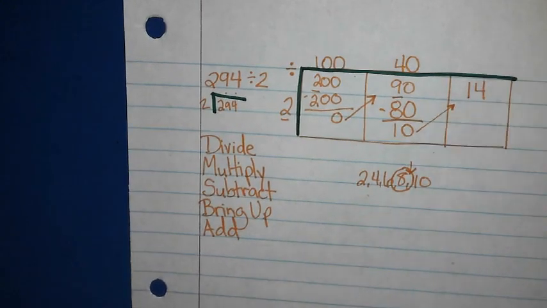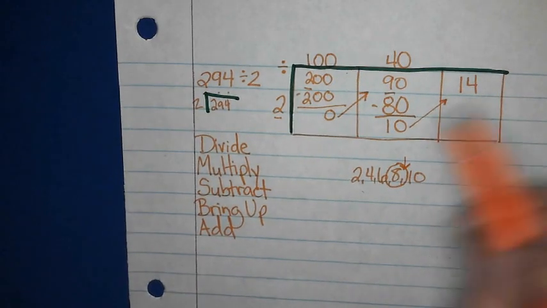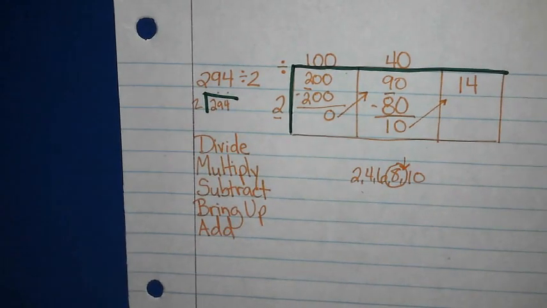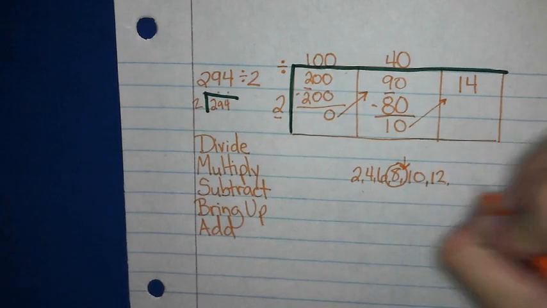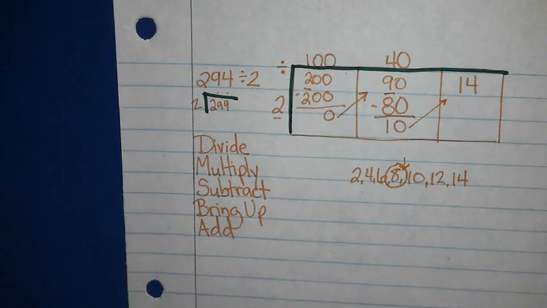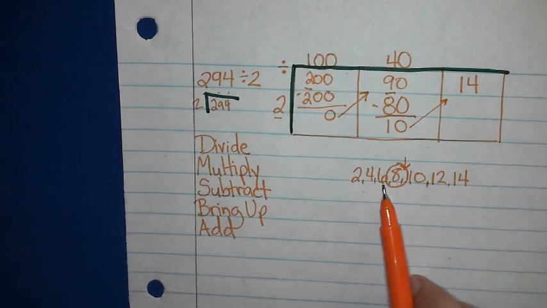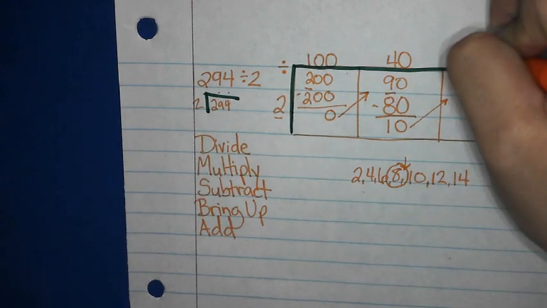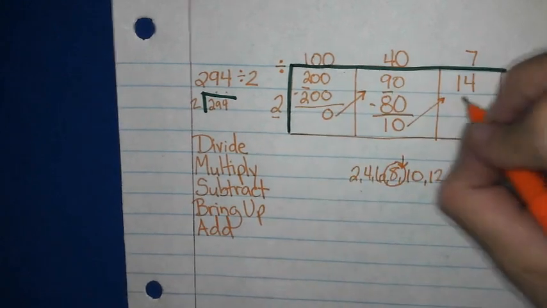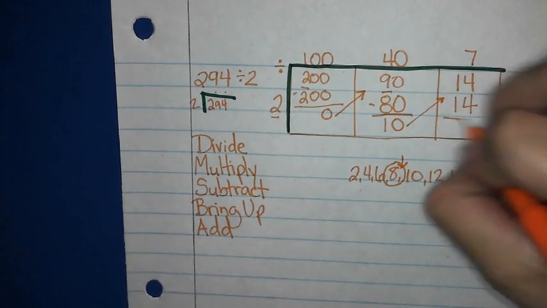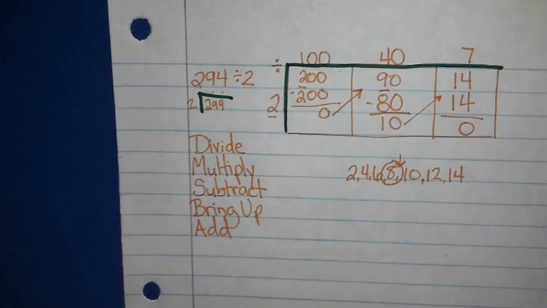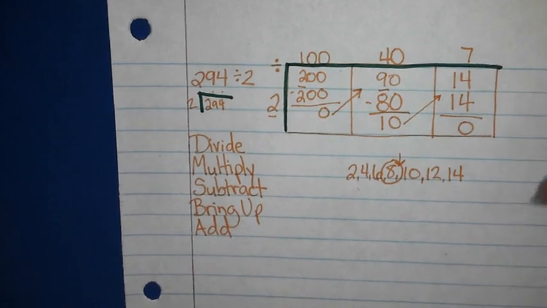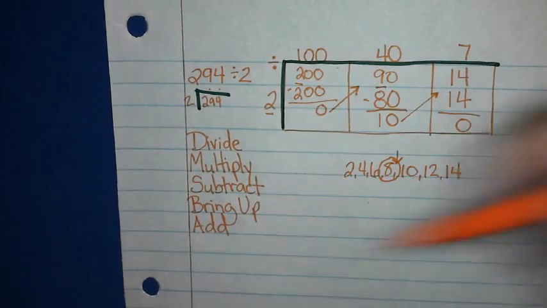New box, new room, start all over again. How many times can 2 go into 14? Well, I can keep counting my multiples if I need to. And I see that that is 1, 2, 3, 4, 5, 6, 7 times. 7 times 2 is 14 exactly. I have no leftovers.